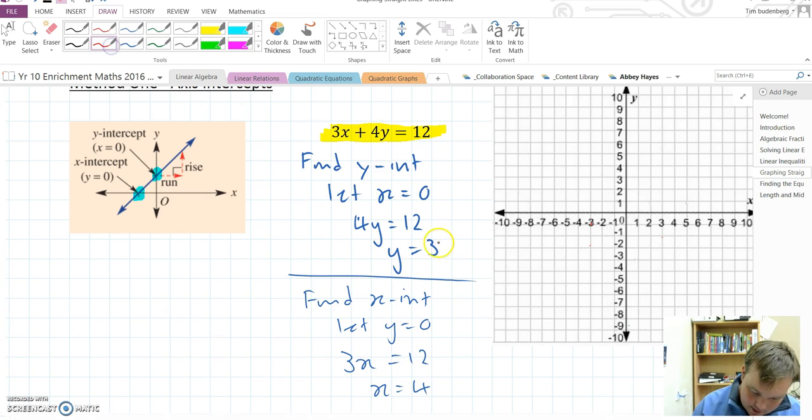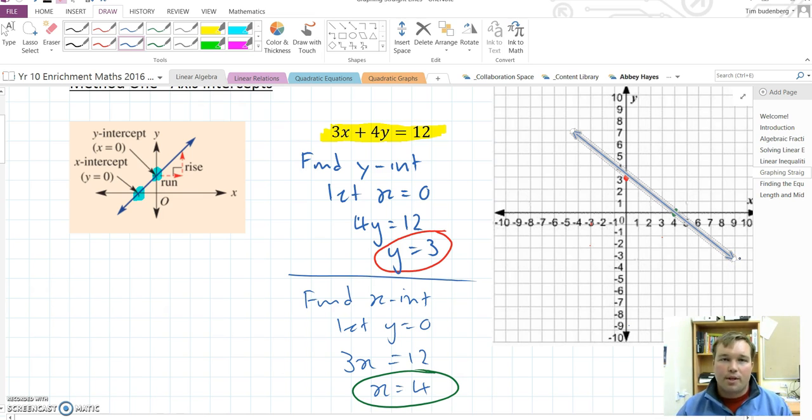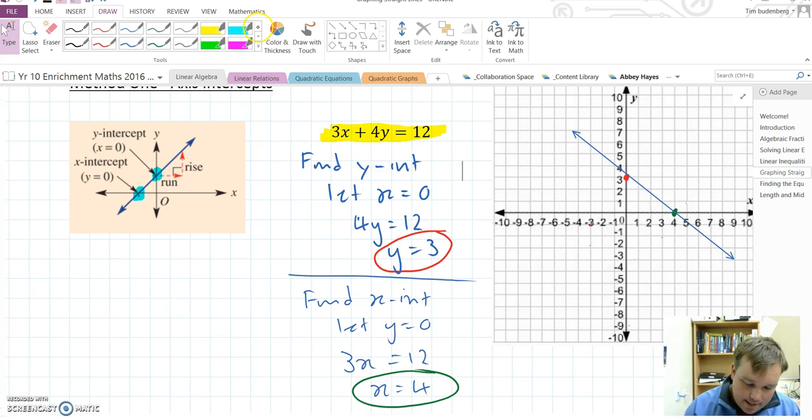So what that means, this point indicates we are crossing at the point y equals 3. And this point, we're crossing at the point x equals 4. And from there, we grab our straight line tool, which I'll inevitably mess up on this thing, and go through those 2 points. That is the graph of this equation here. Now, note how it has arrows on both ends. That indicates it continues on forever.